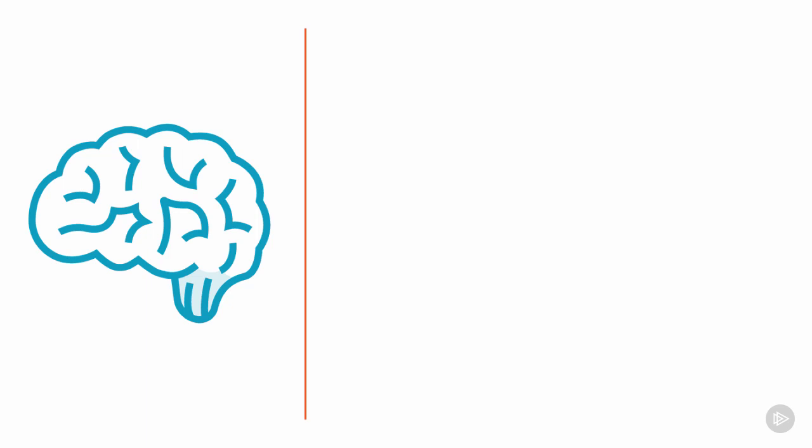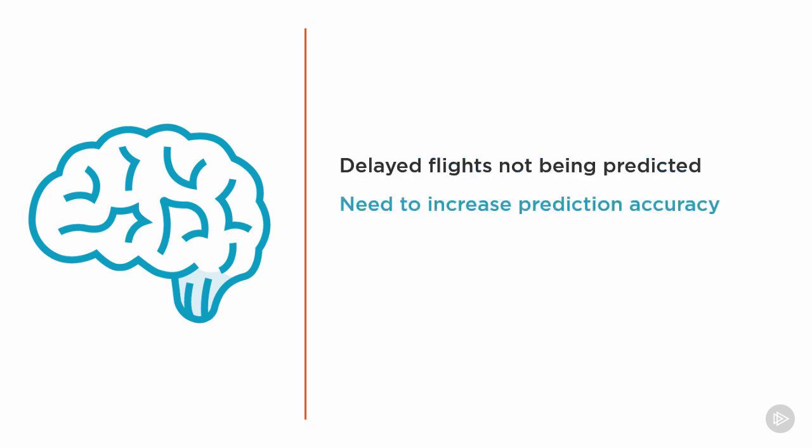Before we make any attempts to improve performance, let's do some quick analysis. Our problem is that we have too many flights in the test data that are delayed that are not being predicted as delayed. We need to determine a way to increase the accuracy of our predictions. What are our options for improving the accuracy of our predictions?